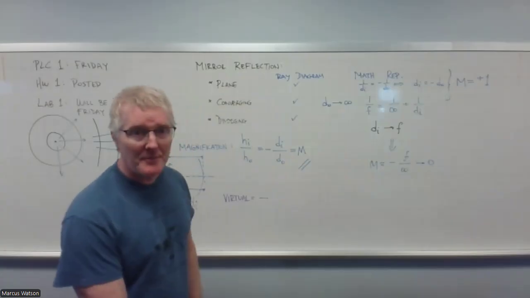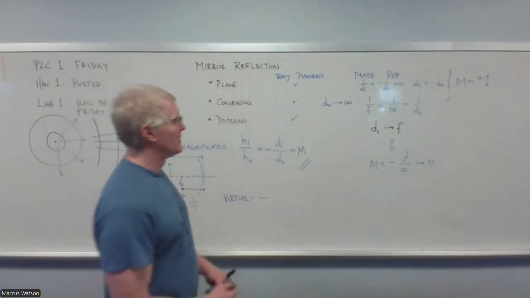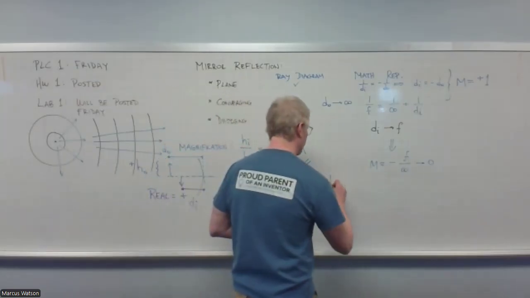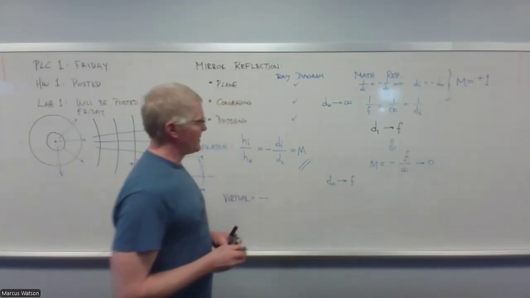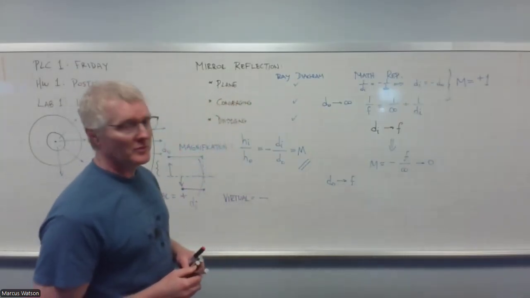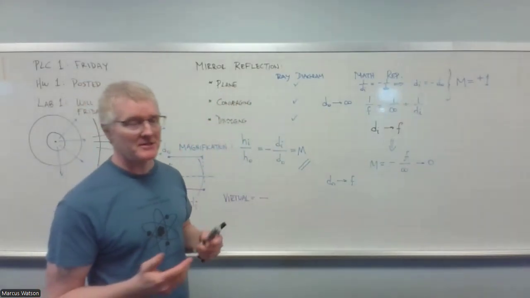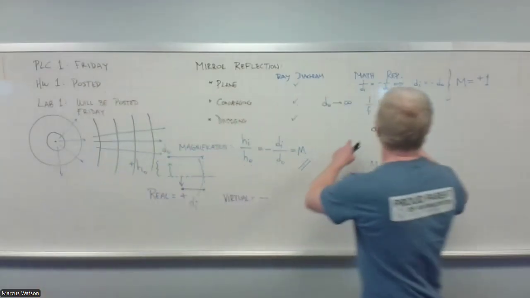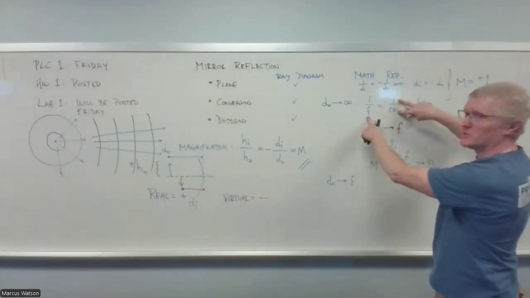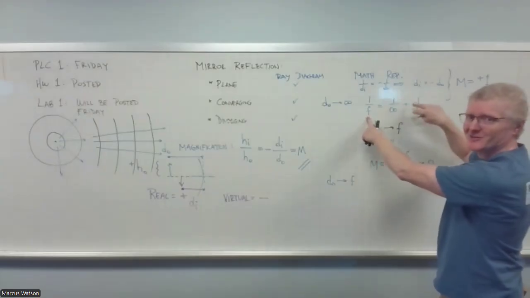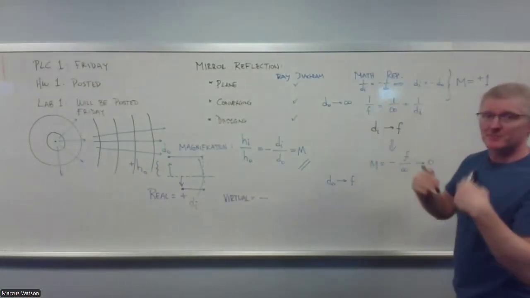What happens when the object approaches the focal length? What happens if the object distance approaches f? Well, what happens to the image distance? Well, look. If I have 1 over f here and I have essentially 1 over f here, then I can't add anything to it. So that means the image distance is approaching infinity.